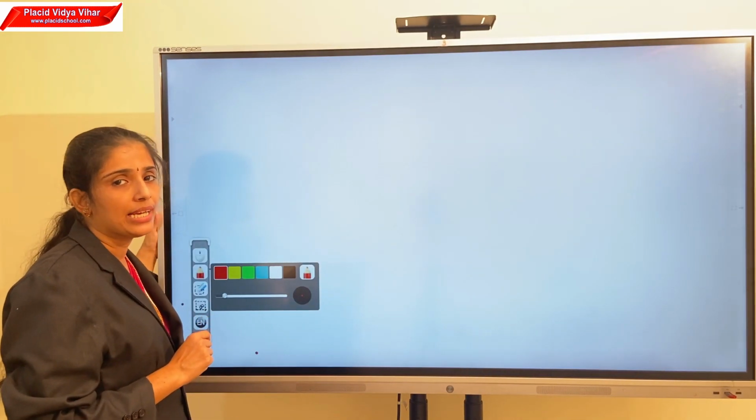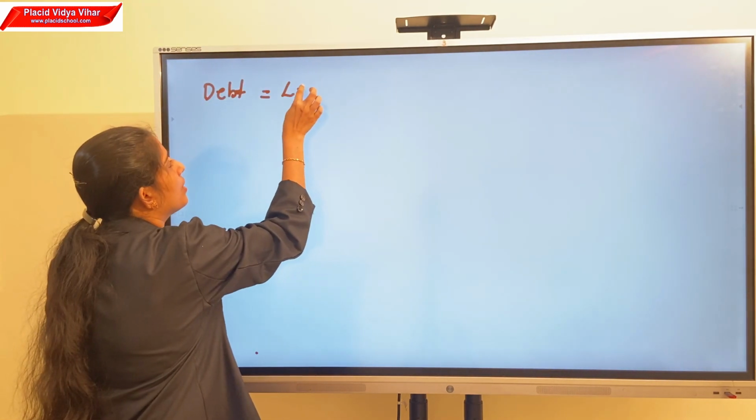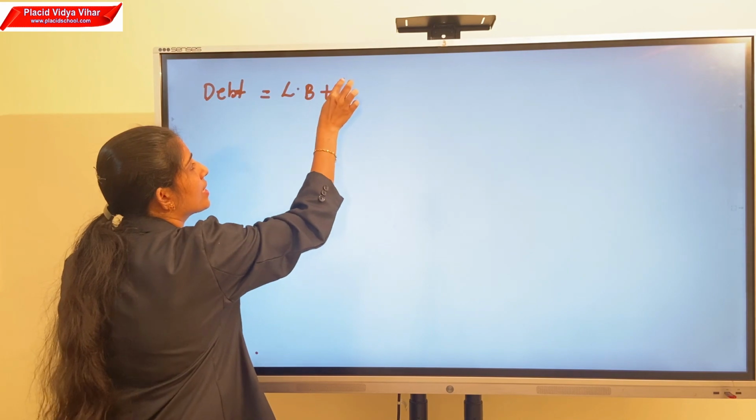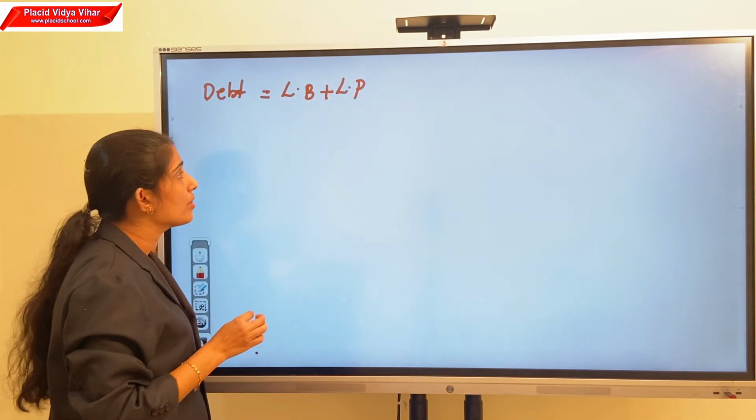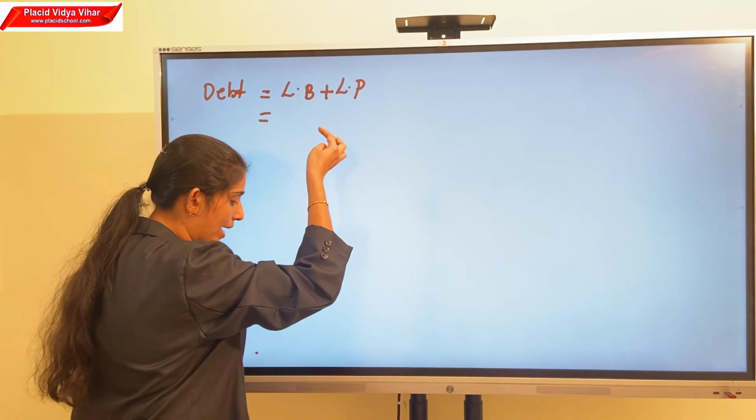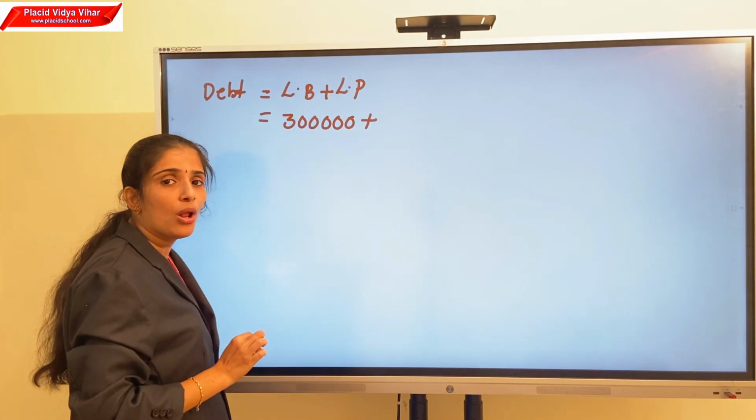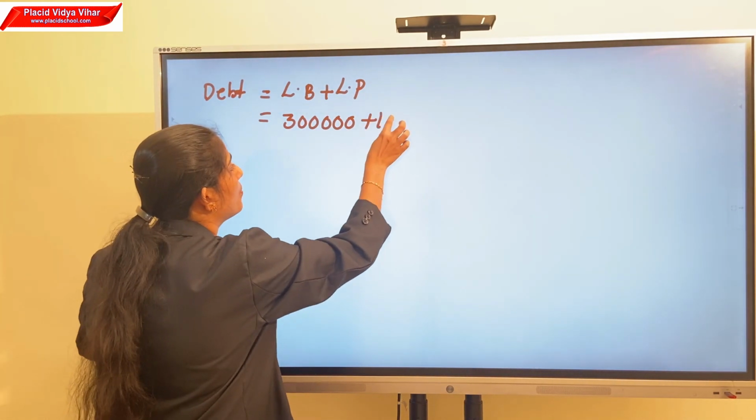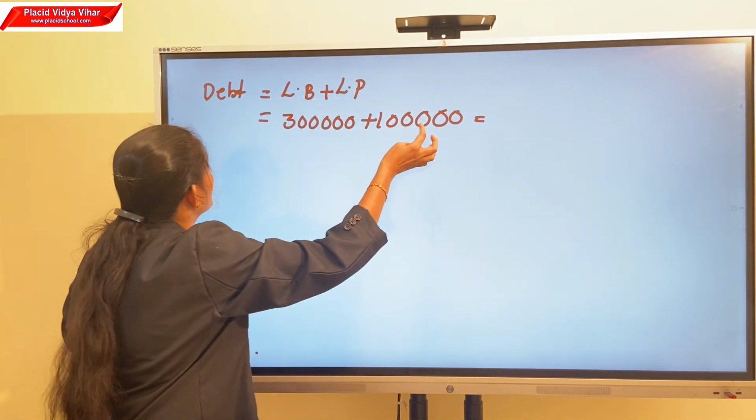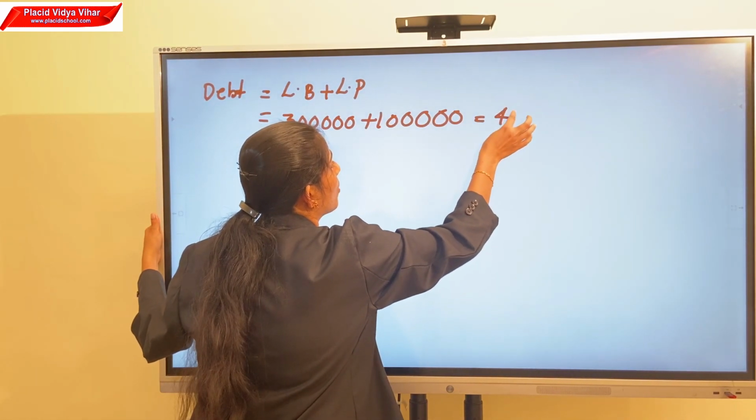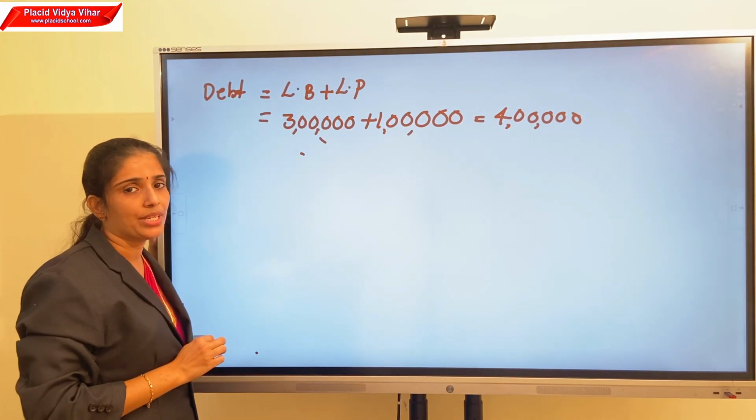So the long-term loans and advances are part of an asset. Firstly, calculate debt. Debt equals long-term borrowings plus long-term provision. What's the value of long-term borrowings? 3 lakhs plus long-term provision. Long-term provision value is 1 lakh. That equals debt value of 4 lakhs. Then the next one is to calculate equity.